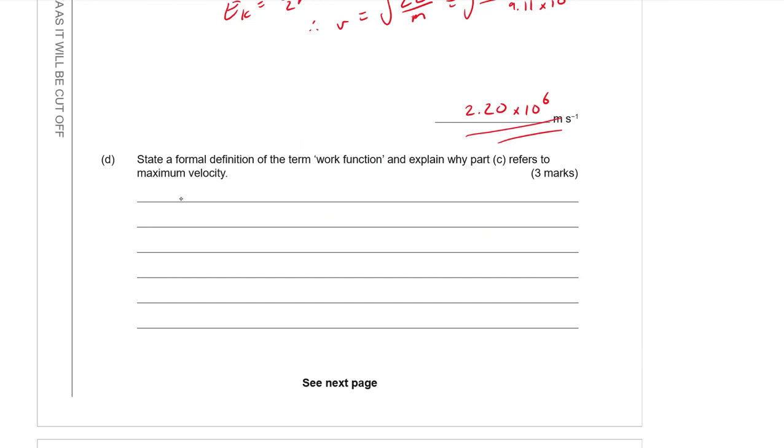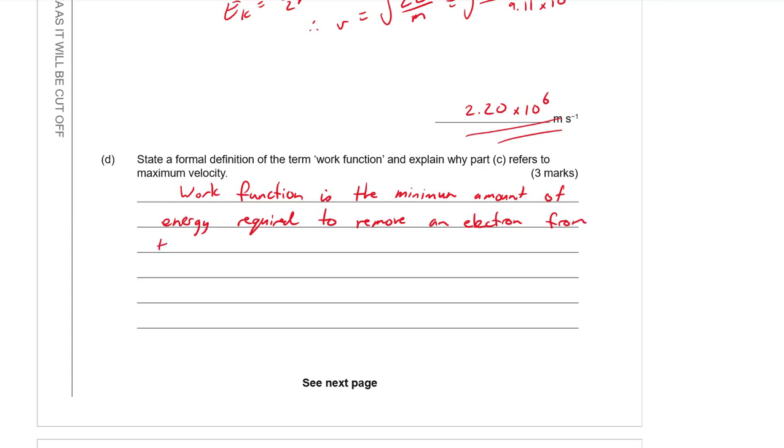So part D is an interesting one. The first part's really, really easy, and how you go with the second part just depends on your conceptual knowledge. So the work function, this has been done to death in our class anyway. So say the work function is the minimum amount of energy required to remove an electron from the surface of a metal.